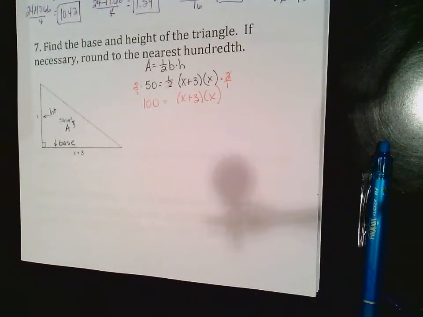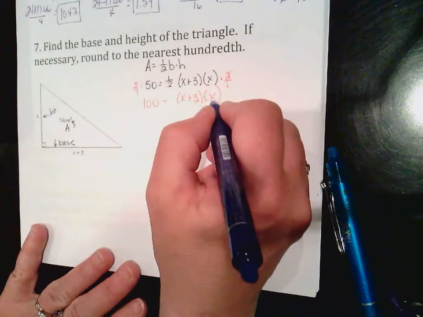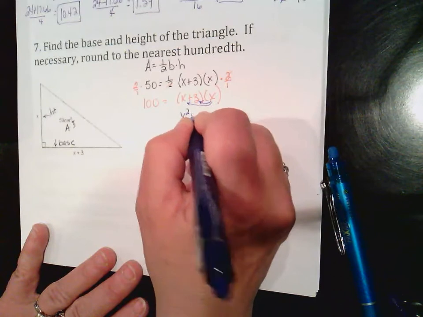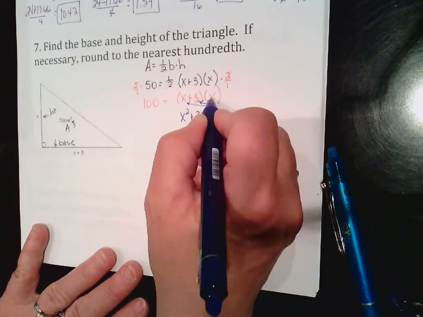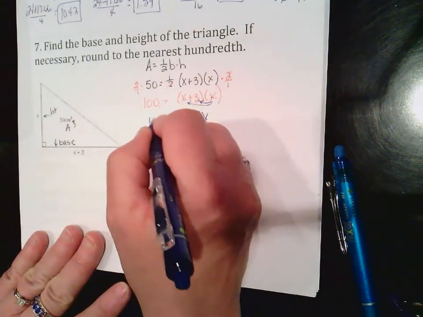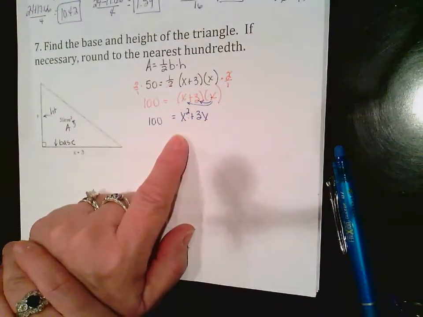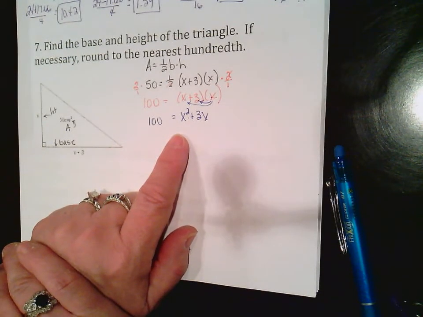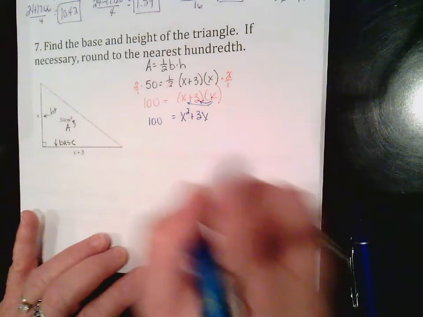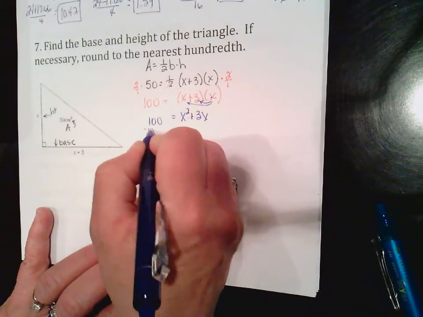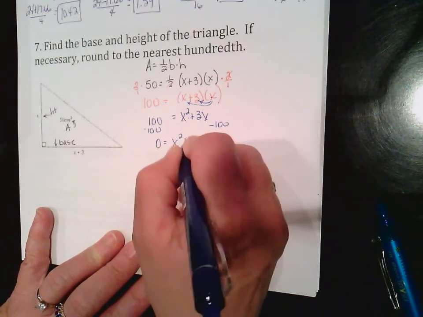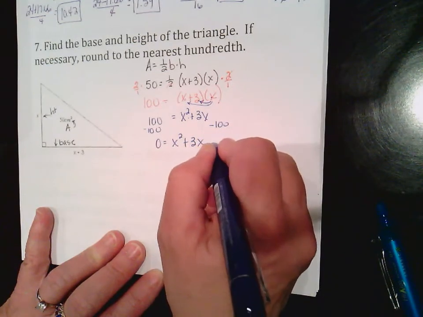Okay. Next thing I'm going to do is distribute. X times x is x squared. X times 3 is 3x. Or you could say x times x is x squared, 3 times x is 3x, whichever way you want to distribute. And that equals 100. This is a quadratic because I have a degree of 2, which means in order to use the quadratic formula, I need to set it equal to 0. So I'm going to subtract 100 from both sides. This will give me 0 equals x squared plus 3x minus 100.